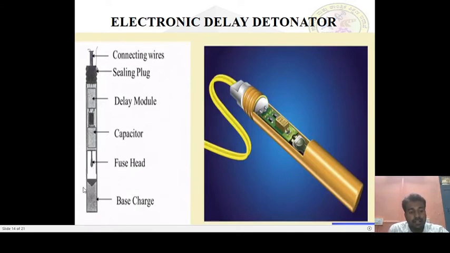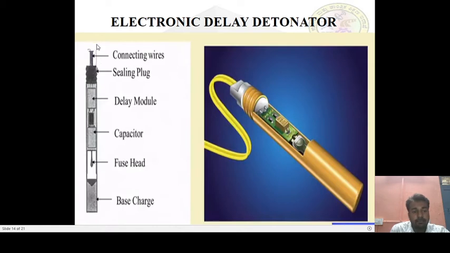An ordinary delay detonator will have your base charge, prime charge, connected to your safety fuse. In case of electric detonators, there is one more component called a fuse head inserted in it, leading wires. That will become your electric detonator. In case of electronic detonators, there is further one more installation in it, called a capacitor and delay modules.